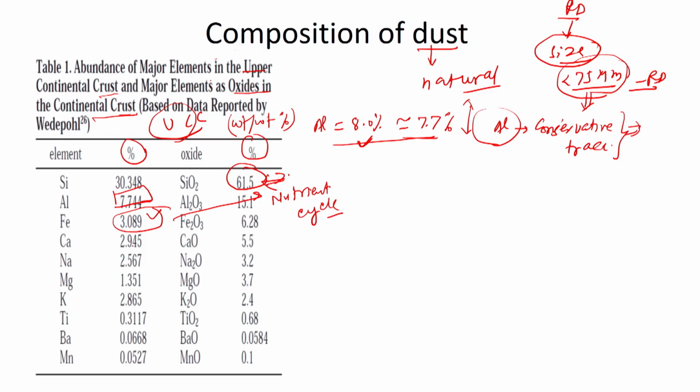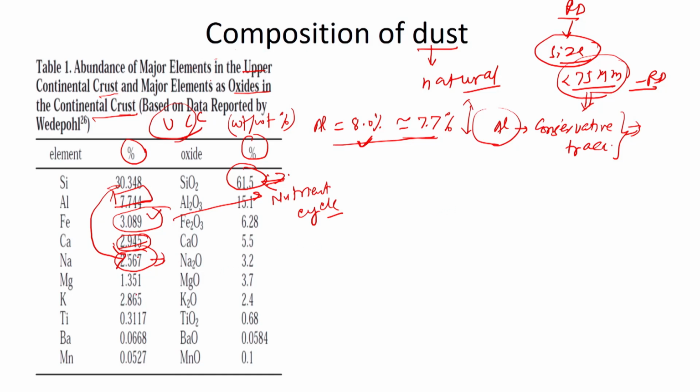Then another very important element is calcium. Calcium is about 2.9%, and then you have sodium, which is also very important here. Sometimes sodium and aluminum are taken as conservative sources or tracers for the urban dust aerosols. But if you have to reconstitute the dust composition or dust contribution, and how much the total dust mass is, then usually aluminum is preferred over sodium.